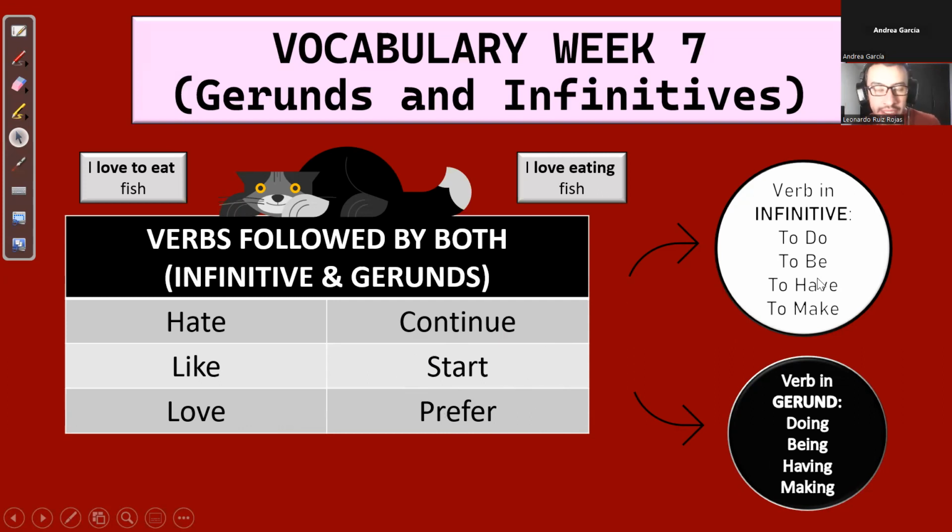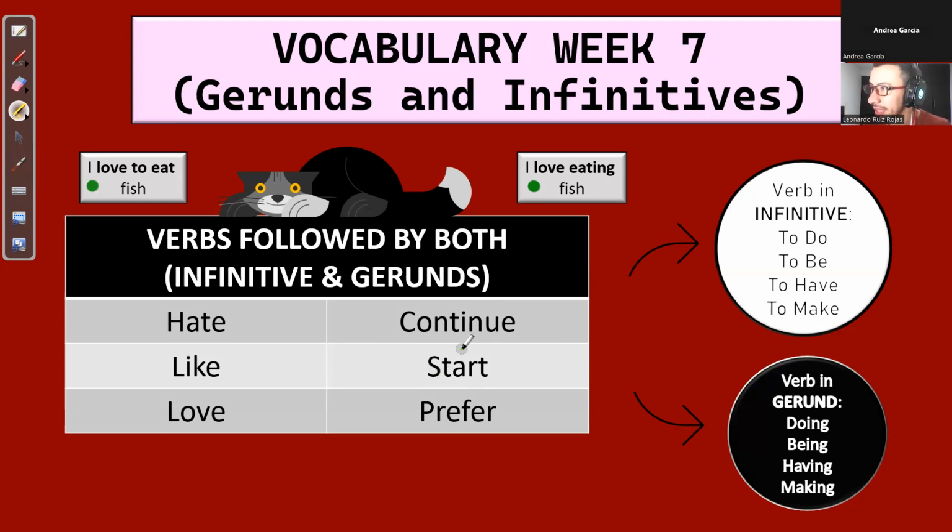I start to exercise every day. I start exercising every day. It's okay, no problem, so you can use both. For example, my dear, could you please read the example over here? I love to eat fish, or I love eating fish. And it's the same, no? It's going to be basically the same. And the questions with these verbs are super easy to understand.